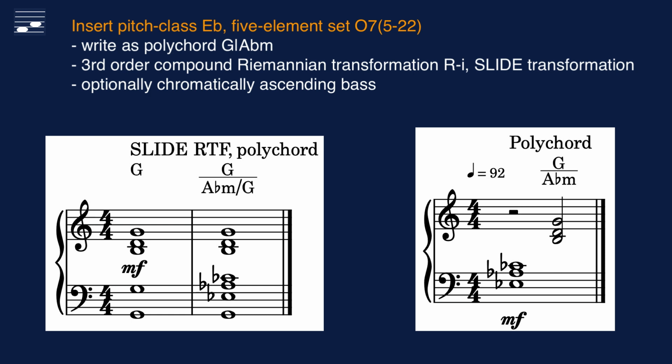The chord change from the G major triad to the polychord is shown in a variable density voicing on the left. Once again, we've closed the gap between G in the bass and A flat by inserting pitch class E flat, yielding the stacking of two consonant intervals, a perfect fourth over a minor sixth.